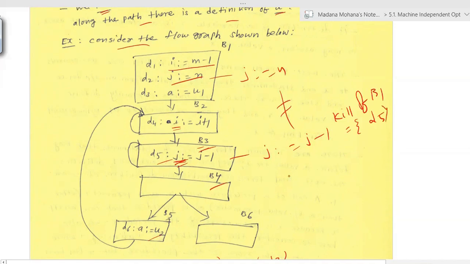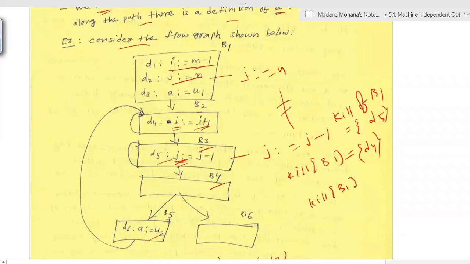So similarly, kill of B1 with respect to variable I. Let us see here, where I is killed outside. Here I equal to m minus 1, and here we have I equal to I plus 1. The definition is changed, so it kills D4, then only one place.